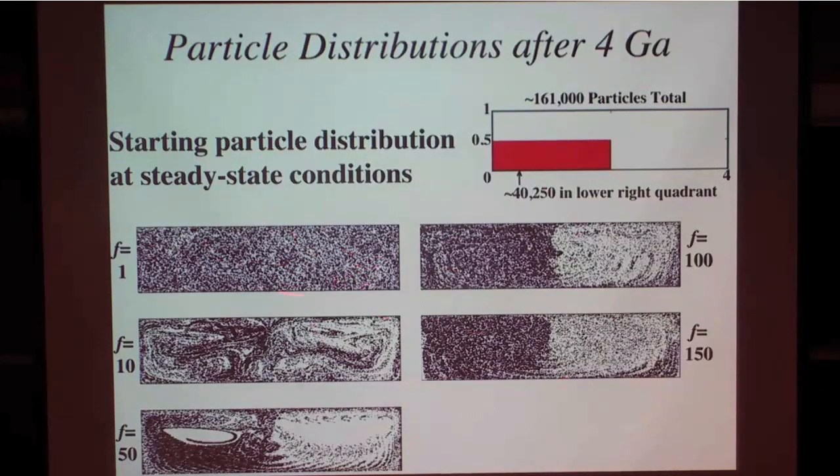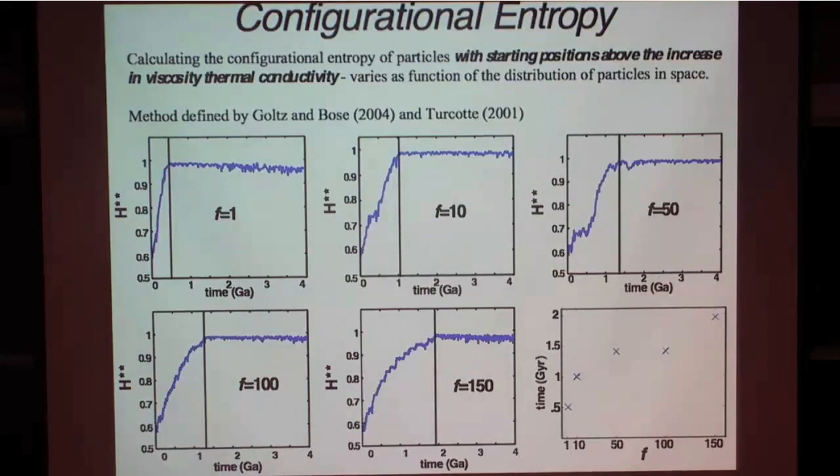Just to recap, basically, the particles that started in the lower left quadrant here have dispersed in this way. And so you are seeing this global variation in the distribution of the particles. But in that starting point, they're very well mixed. So how do we quantify this? Well, one method to quantify this is known as configurational entropy.